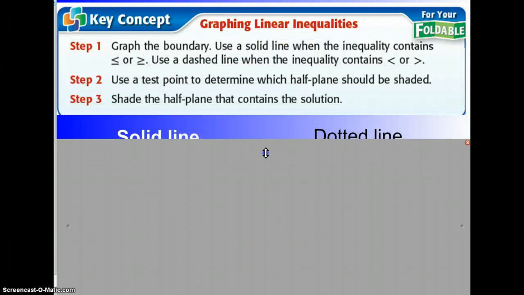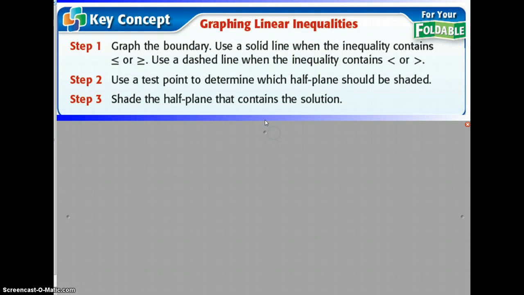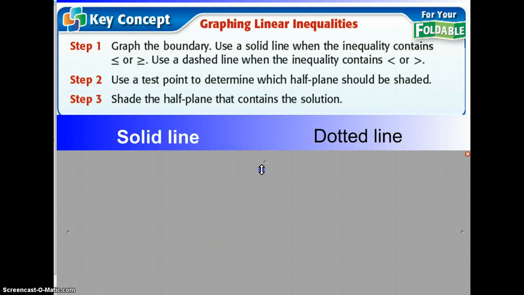Key concepts. This is right out of your book. There's three key concepts. Graph the boundary. Use a solid line when the inequality contains greater than or equal to or less than or equal to, and it's a dashed line if it does not have the equal bar underneath. You will always use a test point to determine which half plane you should shade in. The shading says which solutions will work. Step 3, shade the half plane that contains all the solutions, any solution that works.